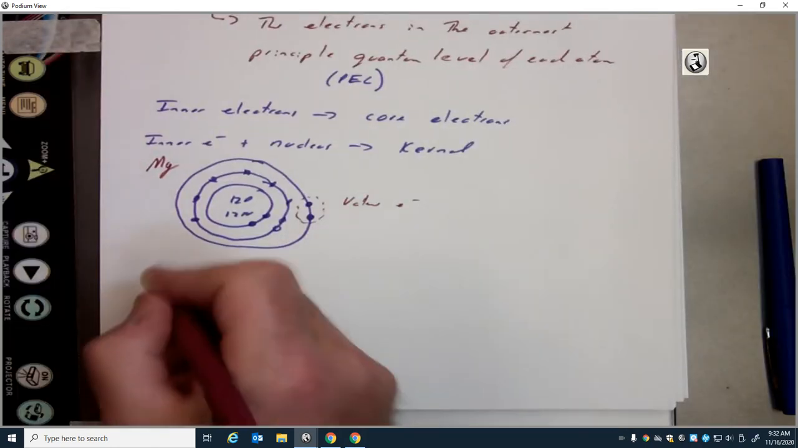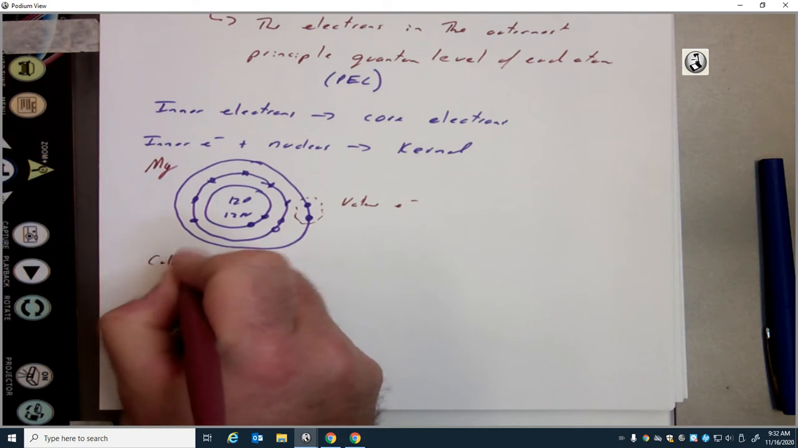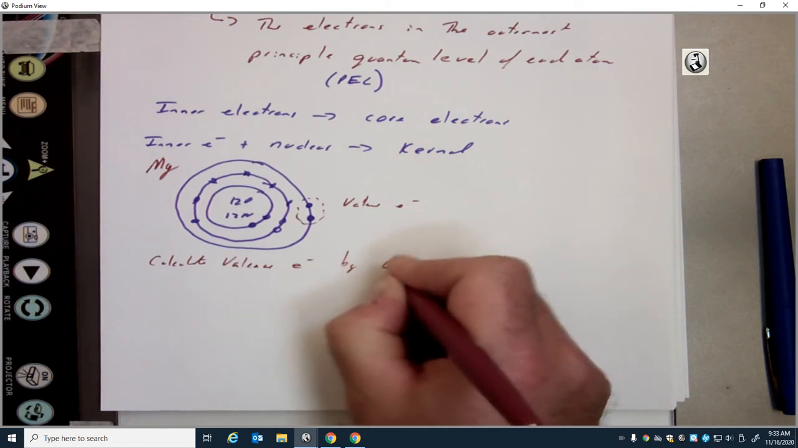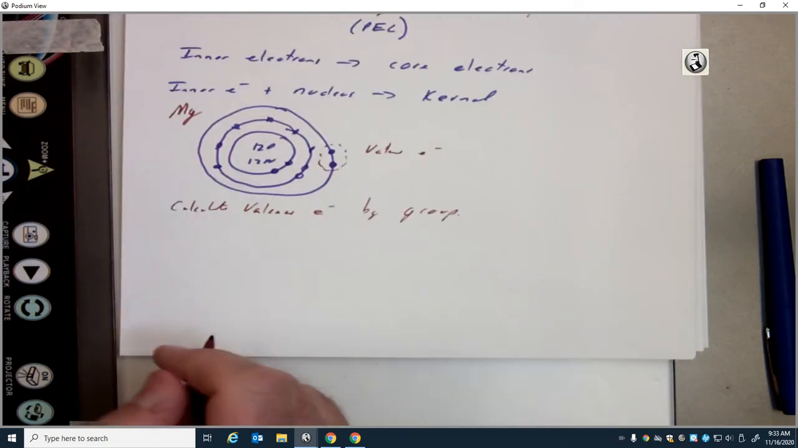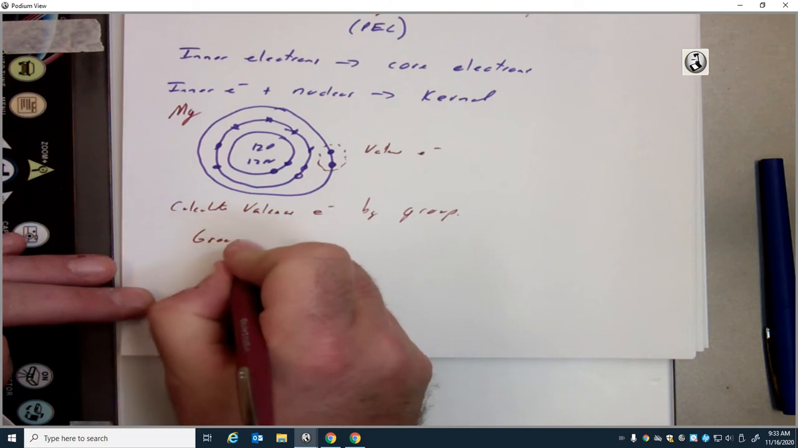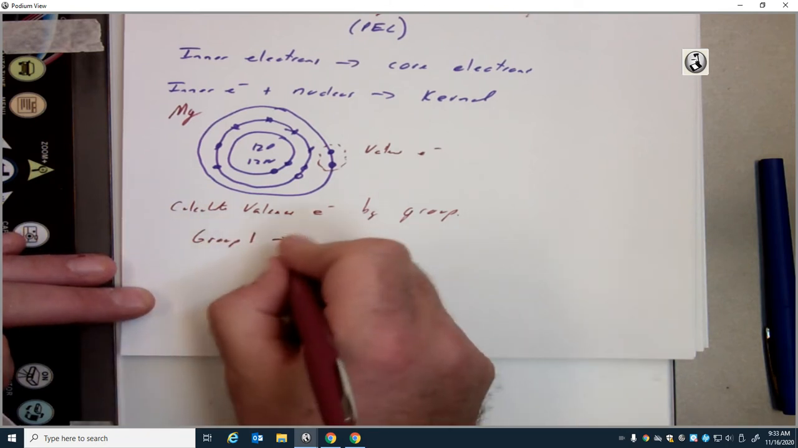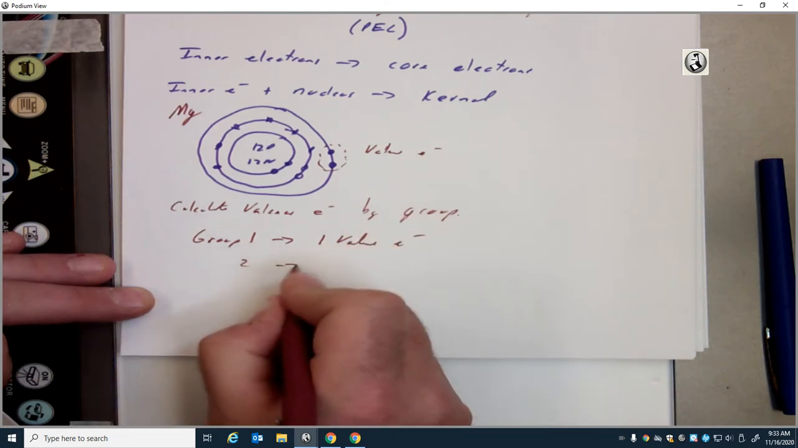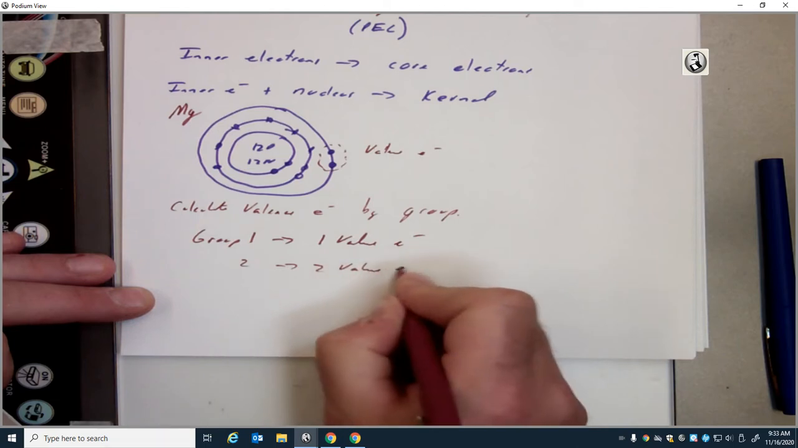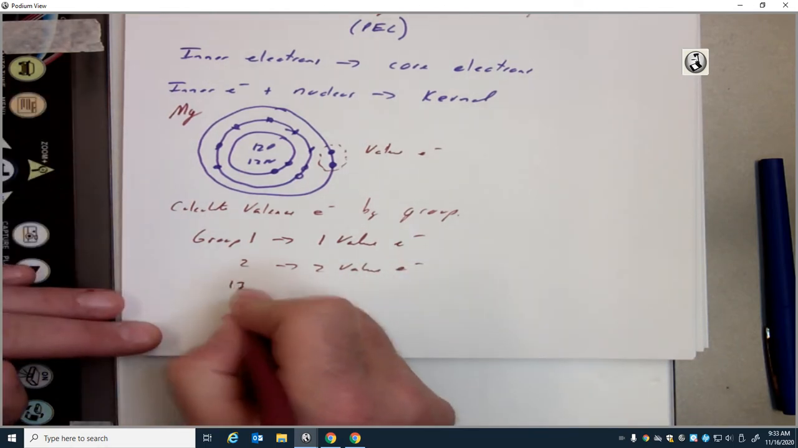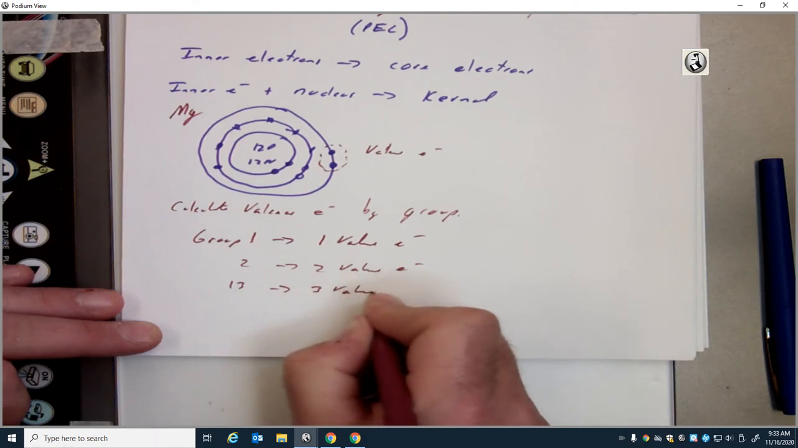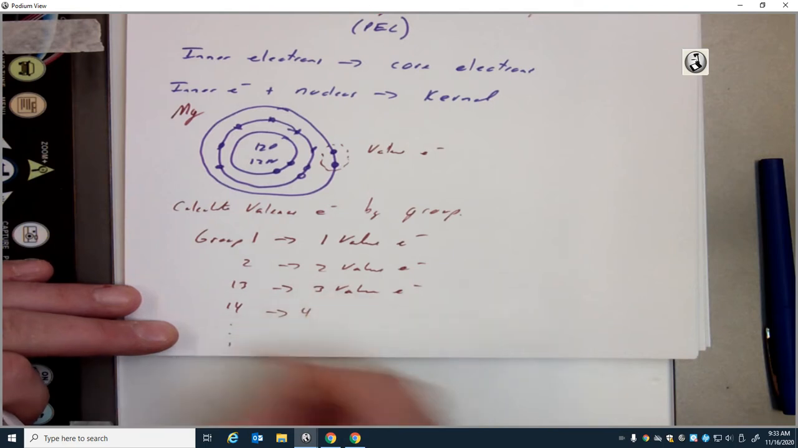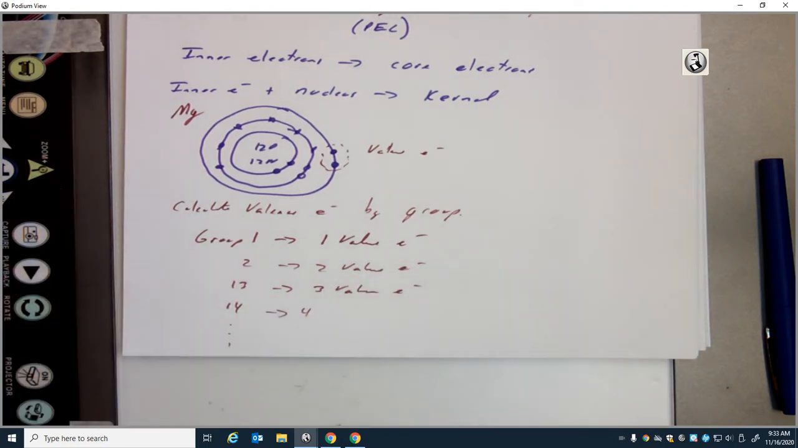Now, if you have to deal with transition metals, you're going to actually have to look at those electron configurations. You're going to have to go in and figure out their electron configurations to see what the valence electrons are. So we can calculate valence electrons just by group. So you're really not calculating, right? Our group 1, our alkali metals, they always have 1 valence electron. Group 2 will have 2 valence electrons. 13 will have 3 valence electrons. 14, 4, and so on and so forth. Okay. And that's nothing new.